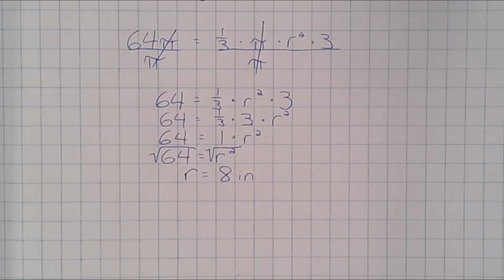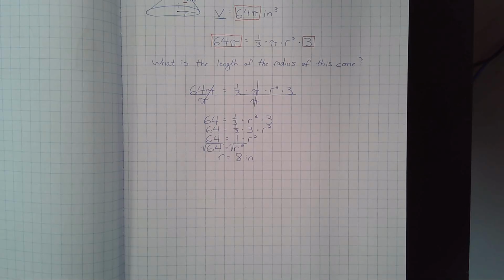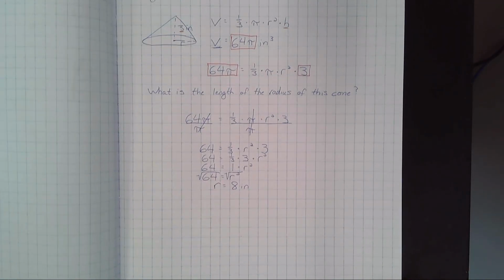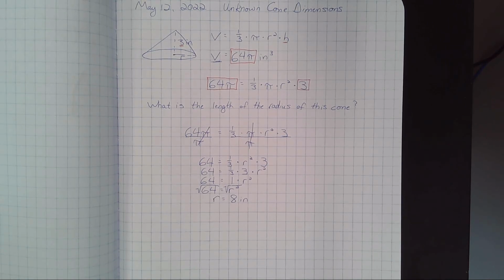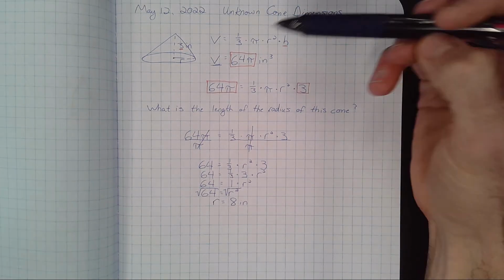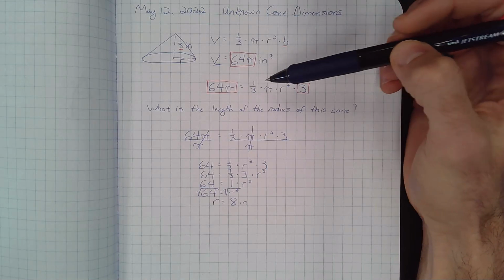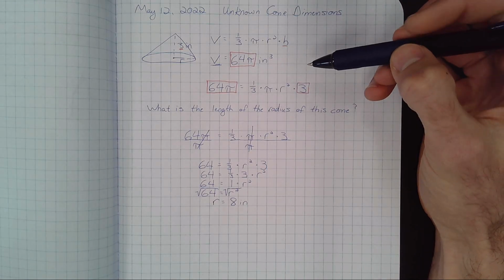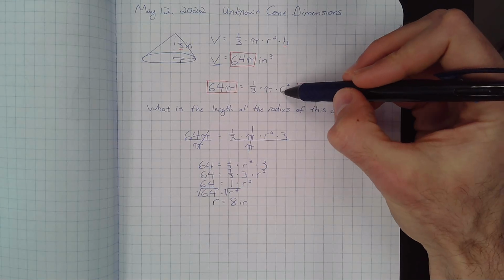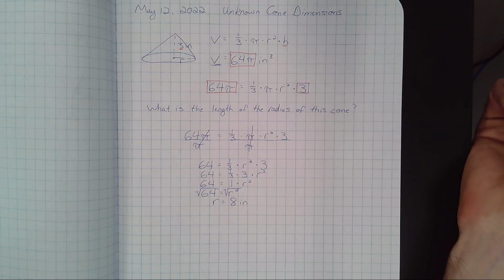So again, if your unknown is not the volume, you just need to replace all of the letters in the formula that you have numbers for with numbers, and then solve for the remaining letter, the remaining variable. So here we've got r. R was the unknown here, and so we just isolated r and found the length of the radius.